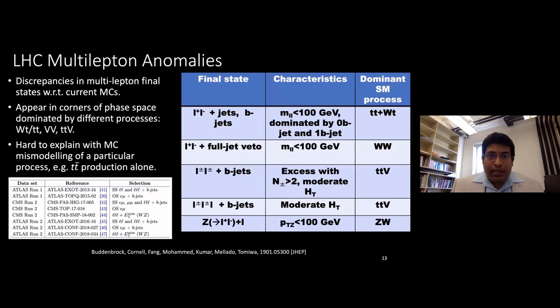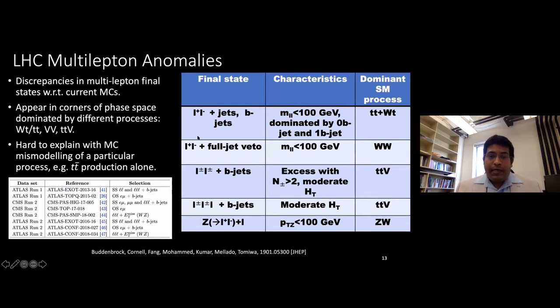Okay, to start with, Bruce, our organizer, and the company have pointed out over the last few years that there are some discrepancies in the multi-lepton final states with respect to the current Monte Carlos. And these appear in different corners of the phase space, which are dominated by different standard model processes, which are listed here. So depending on which final state you're looking at, the dominant standard model process could be different. It could be t-tbar, Wt, or WW or ZZ, or ZW or ttW, and so on.